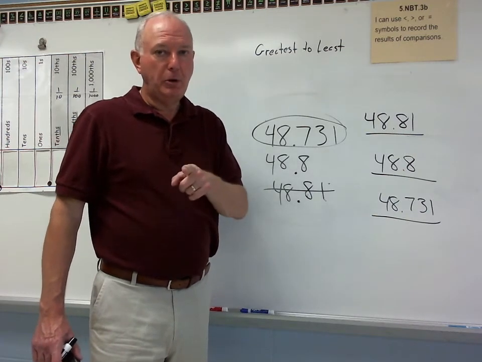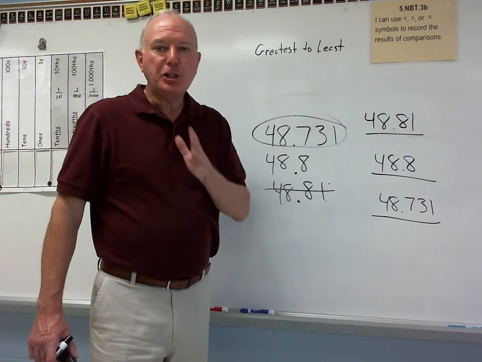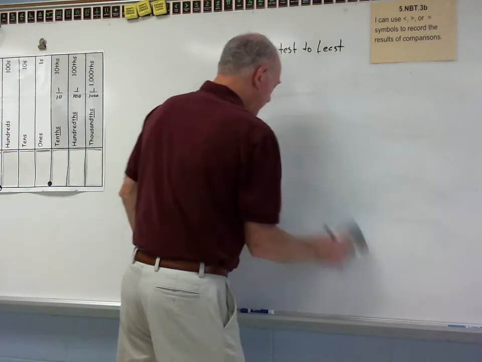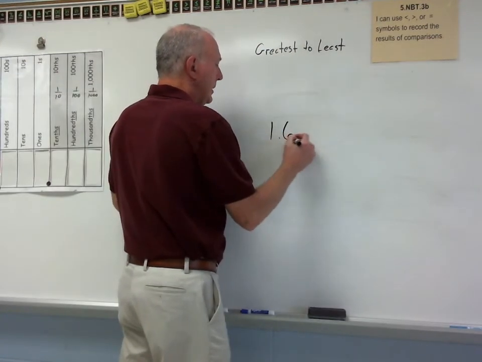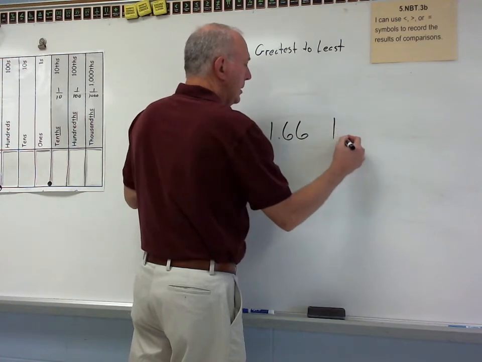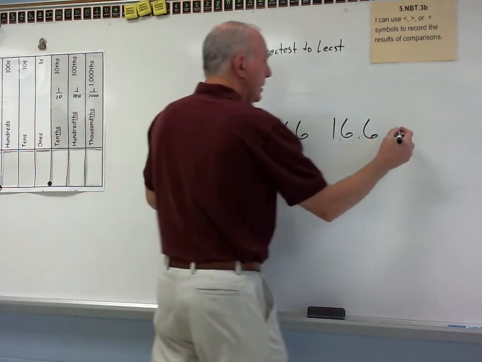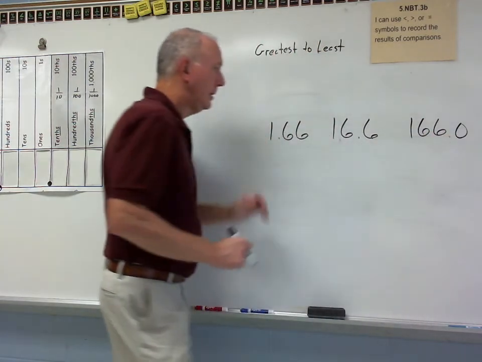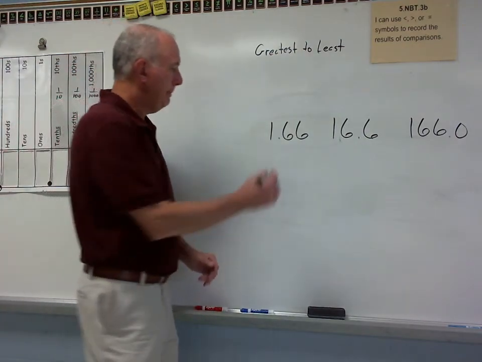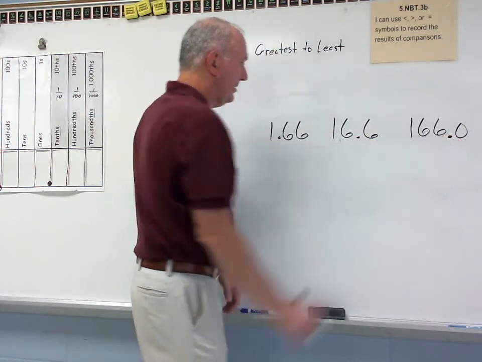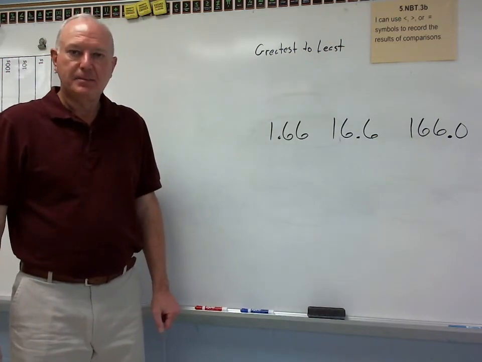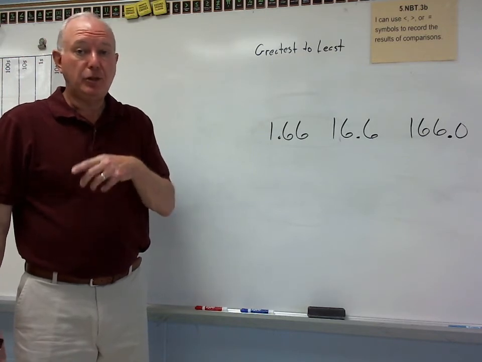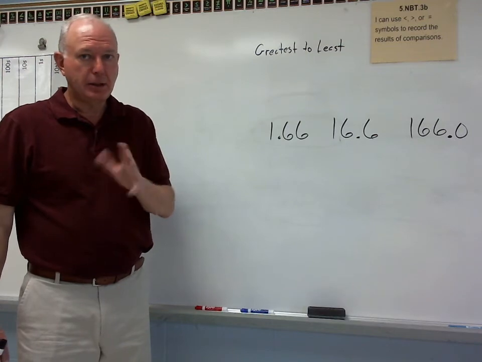I'm going to show you one more. There always seems to be one more. Make sure you don't make this mistake. Okay? Watch carefully. Okay? Greatest to least. Greatest to least. They're not equal. They're not equal at all. Now watch this. If you don't pay attention to the decimal point, you're going to be thrown for a loop.